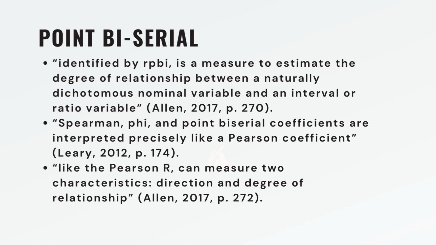Allen also explained that, like the Pearson r, the point biserial correlation can measure two characteristics: direction and degree of relationship. The rpbi can range from -1 to +1, with 0 indicating no relationship, +1 indicating a perfect positive relationship, and -1 indicating a perfect negative relationship. The closer that number is to -1 or to +1, the stronger the correlation between the two variables.